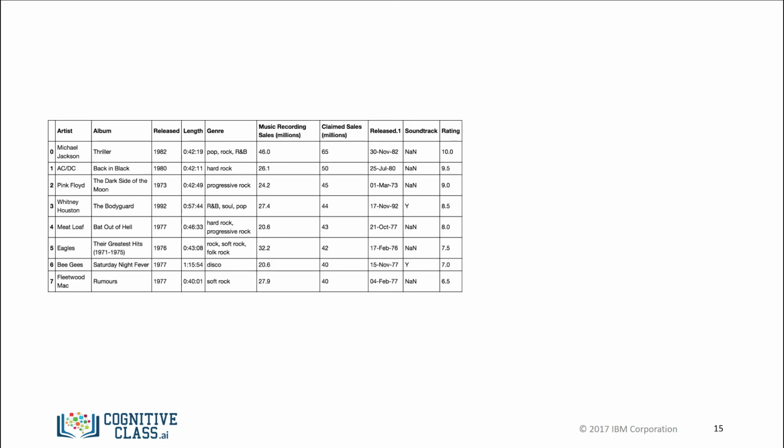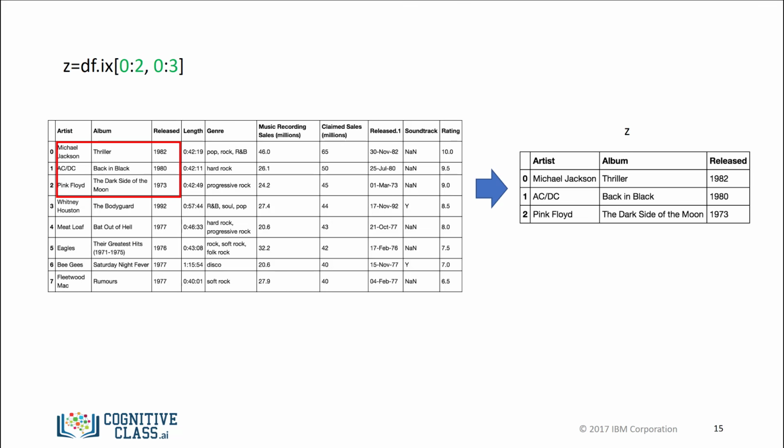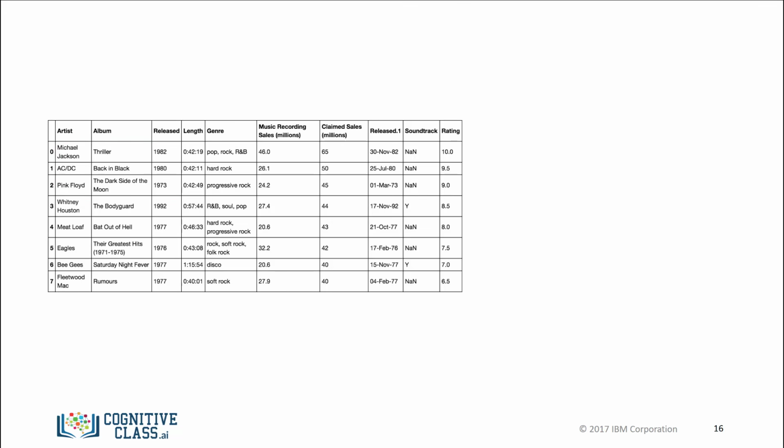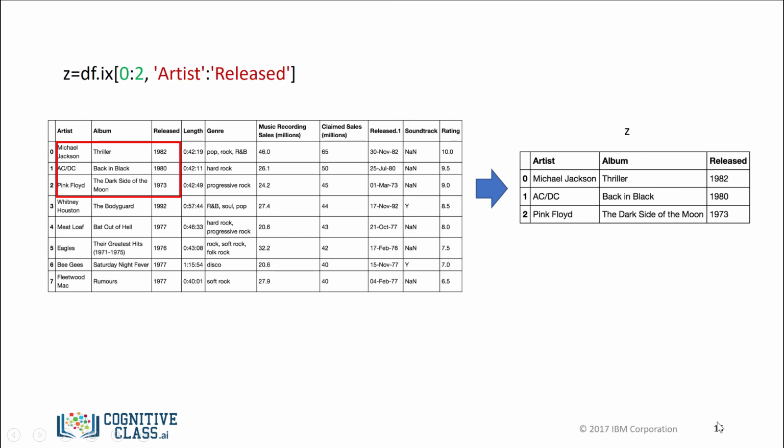You can also slice data frames and assign the values to a new data frame. We assign the first 2 rows and the first 3 columns to the variable z. The result is a data frame comprised of the selected rows and columns. You can also slice data frames and assign the values to a new data frame using the column names. The code assigns the first 3 rows and all columns in between the columns named Artist and Released. The result is a new data frame Z with the corresponding values.